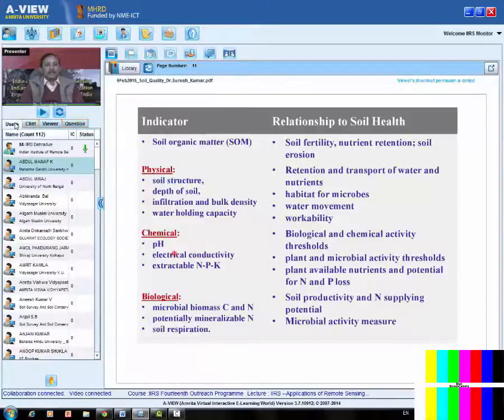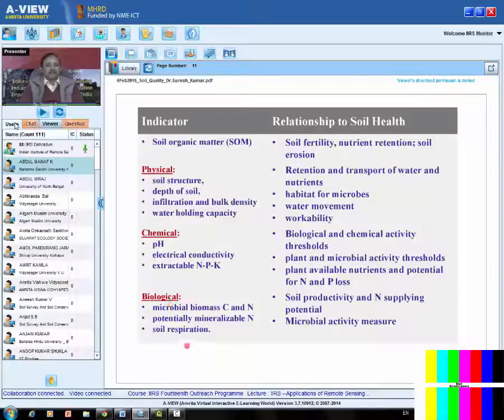Chemical properties: pH, electrical conductivity, which means salt concentration, extractable sodium, nitrogen, phosphorus, potassium. These are important for plant growth. So pH, and how much pH: acidic pH, basic pH or neutral. Generally for soils we require neutral pH. So deviation from neutral pH is one of the most important indicators. Electrical conductivity indicates salt concentration.